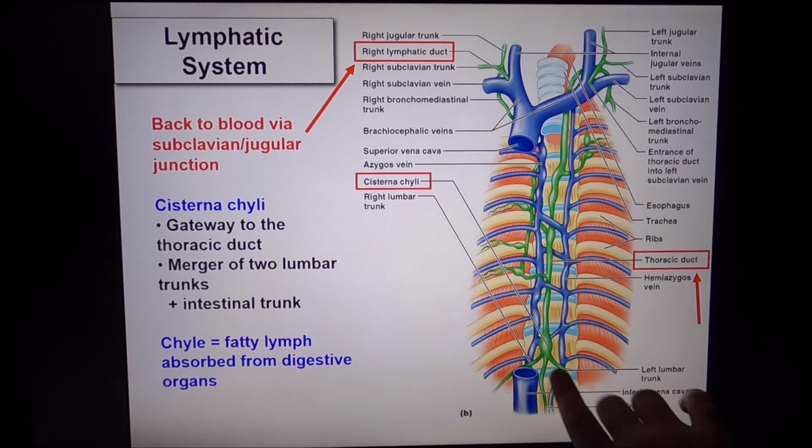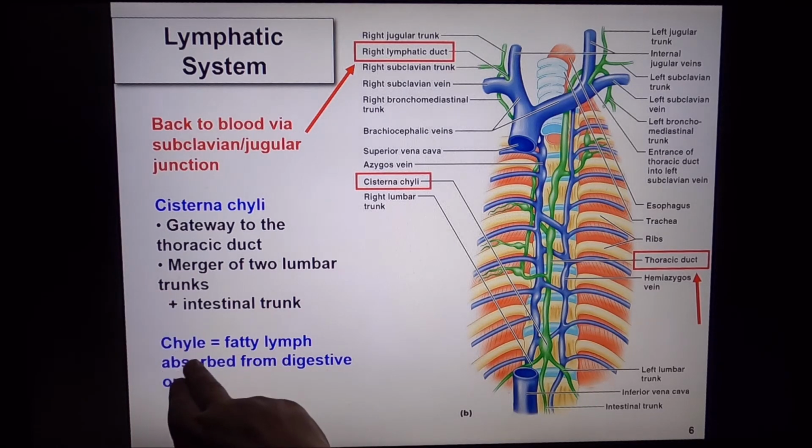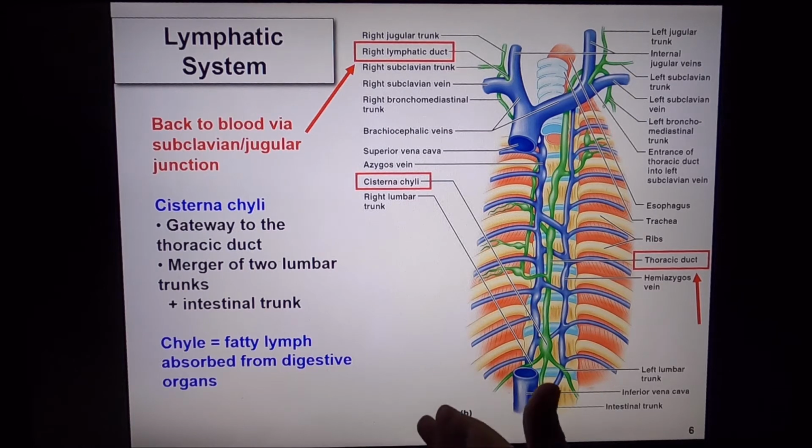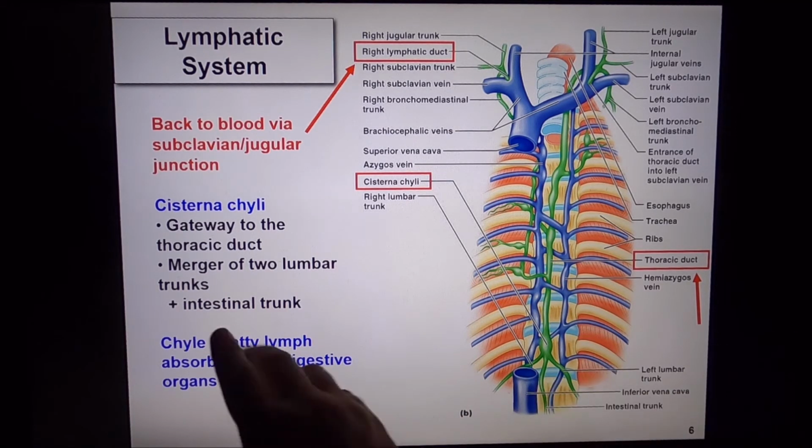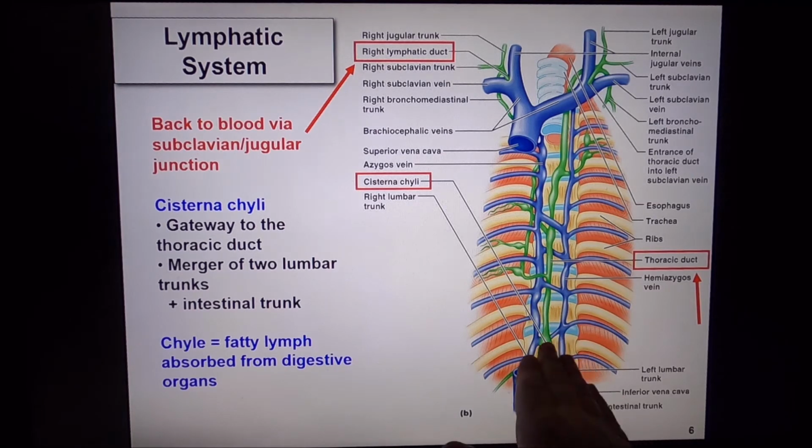One is the cisterna chyli. Full disclosure, my amazing anatomy professor back in the day, she called it the cisterna chi, okay? But I think the appropriate enunciation, so this word here, fatty lymph absorbed from the digestive organs, so the lymph that comes in via the digestive system is called chyle, like the name Kyle. So the cisterna chyli, I believe, is how it's supposed to be said. But you may hear me say cisterna chi at some stage. It's just because that's the way I was raised.